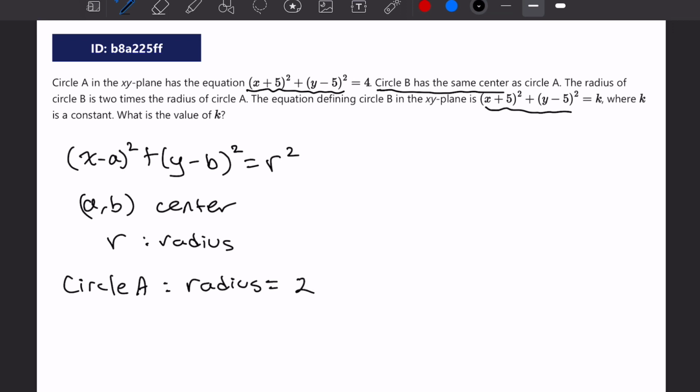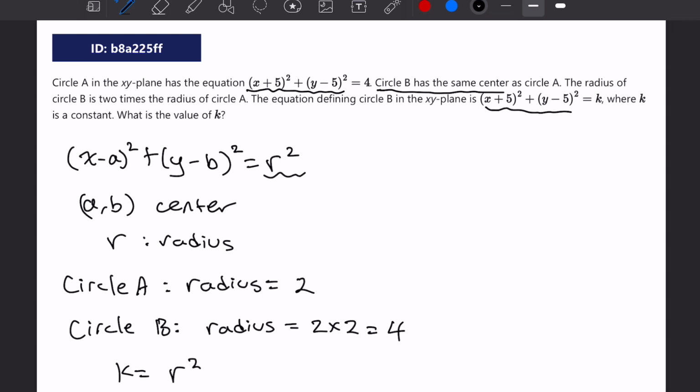Because 2 squared is equal to 4. And the question says that the circle B radius is twice. So for circle B, radius would equal 2 times 2 equals 4. And the k value is always r squared. So this will equal 4 squared, which is 16. So the value of k would be 16.